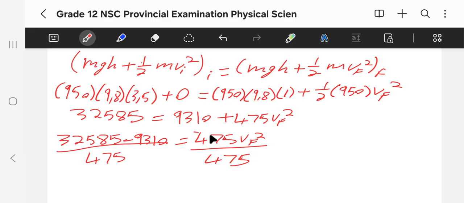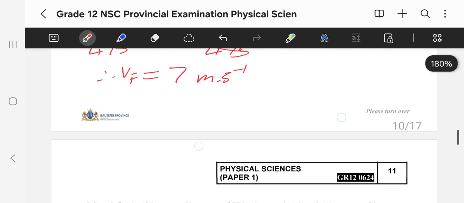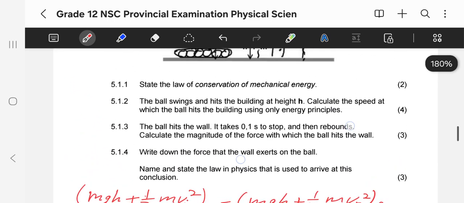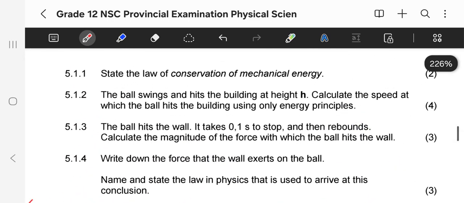These are going to cancel, therefore my vf, which is the speed, will be equal to, from the calculator, 7 meters per second. So this is our speed. Remember, speed is a scalar, so we don't need the direction for it. Hope it makes sense. Okay, now we move on to the next question.